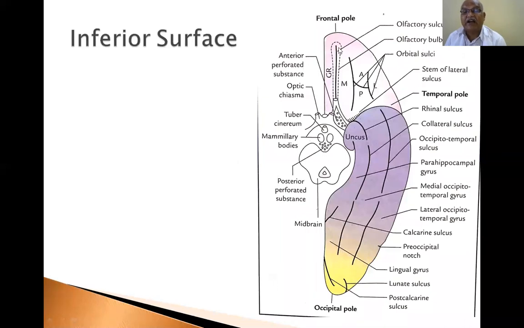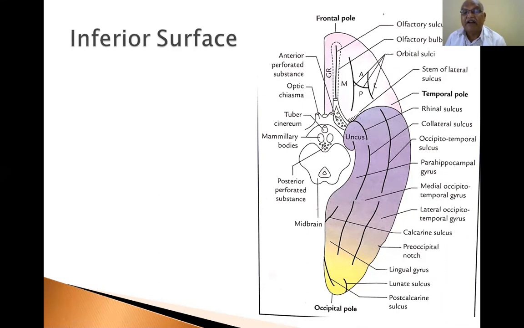Now, another sulcus, the olfactory sulcus, extends on the inferior surface of the frontal lobe on the medial aspect. This is the medial border, divided by the olfactory sulcus into the gyrus rectus. This is concerned with olfaction.